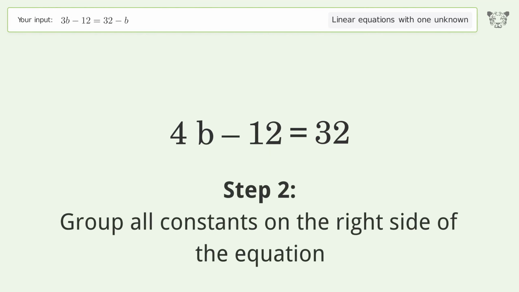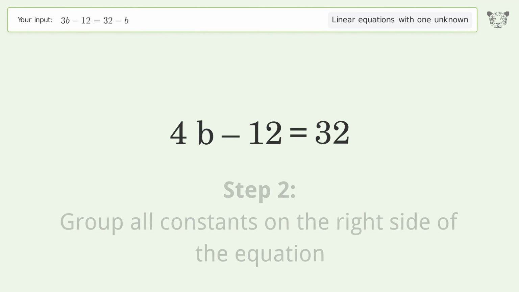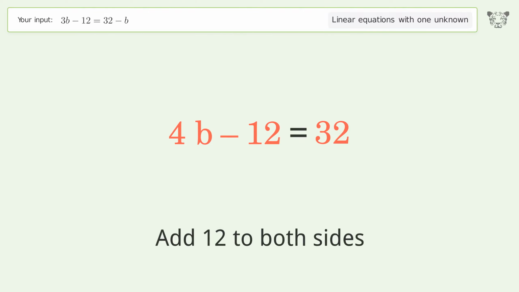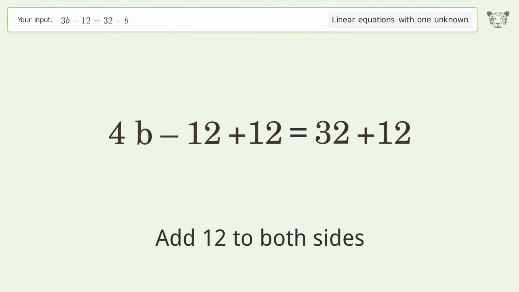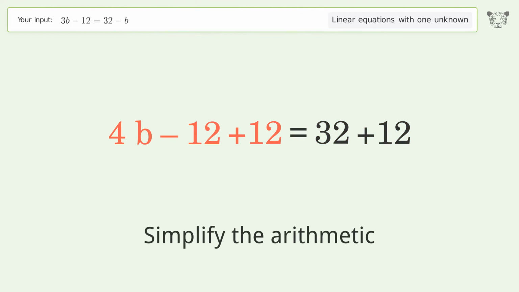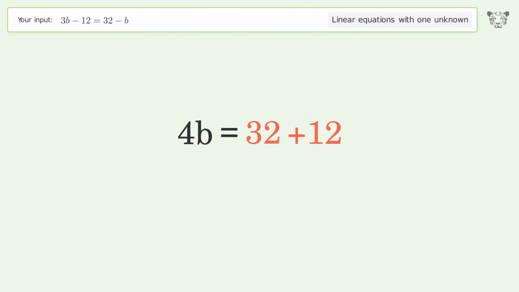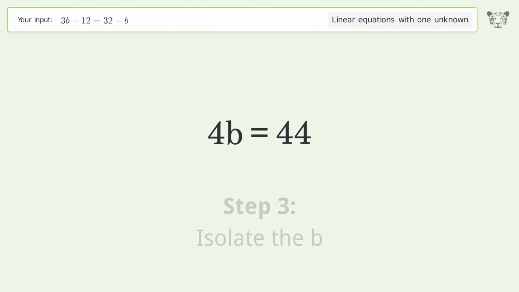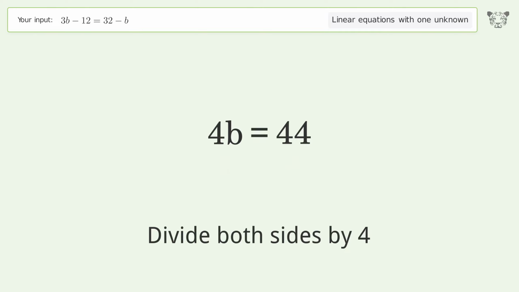Group all constants on the right side of the equation. Add 12 to both sides. Simplify the arithmetic. Isolate the b. Divide both sides by 4.